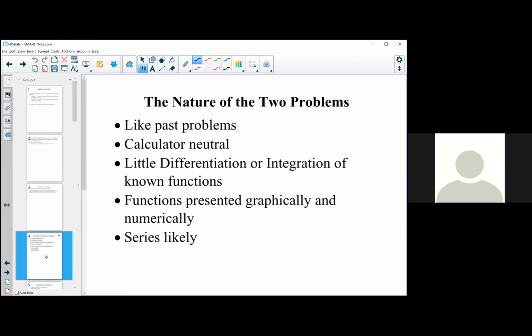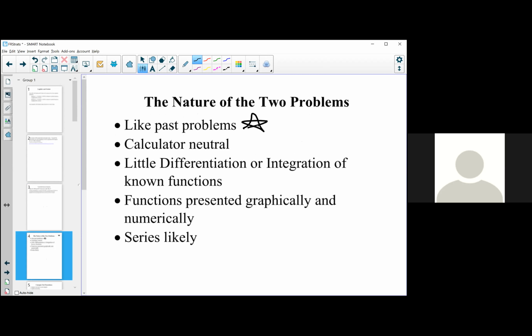So what about the two problems? What do we know about trying to psych out what these questions might be asking? Well, I think this first point that I'm making here is an important point and may be overlooked by a lot of people. These problems are going to be like past problems that you've seen on past exams. It's not like anybody's going to reinvent the wheel in these two questions.